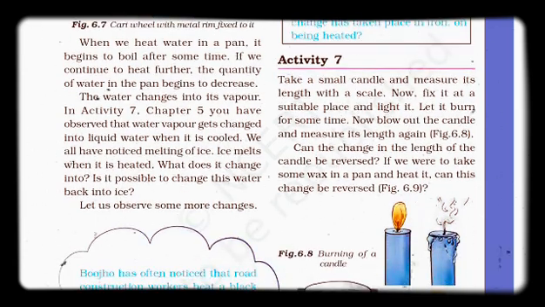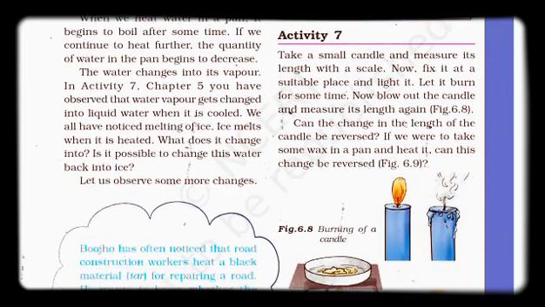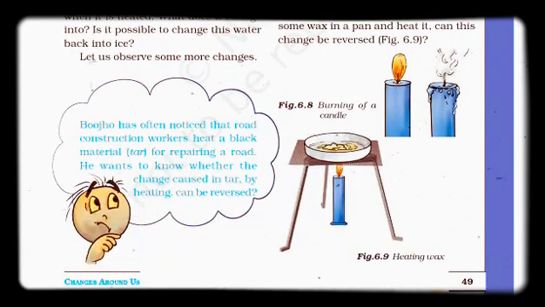Activity 7. Take a small candle and measure its length with a scale. Now fix it at a suitable place and light it. Let it burn for some time. Now blow out the candle and measure its length again. Can the change in the length of the candle be reversed? If we were to take some wax in a pan and heat it, can this change be reversed? Burning of a candle, heating wax.